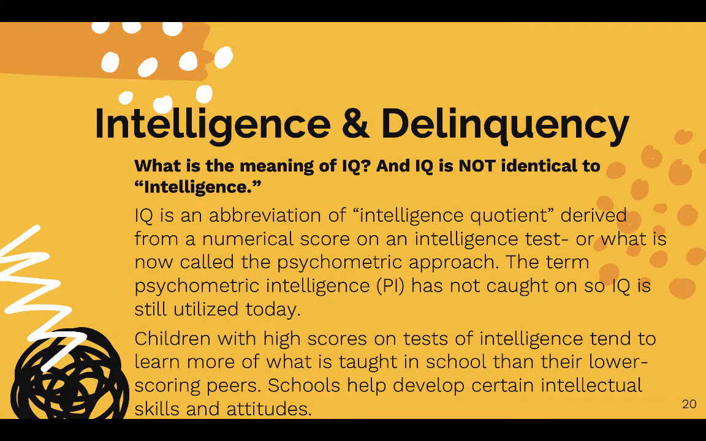Intelligence and delinquency. What is the meaning of IQ? It's so misunderstood because IQ is not identical to intelligence. IQ is an abbreviation of intelligence quotient, derived from a numerical score on an intelligence test, or what is now called the psychometric approach. The term psychometric intelligence has not caught on, so IQ is still utilized.